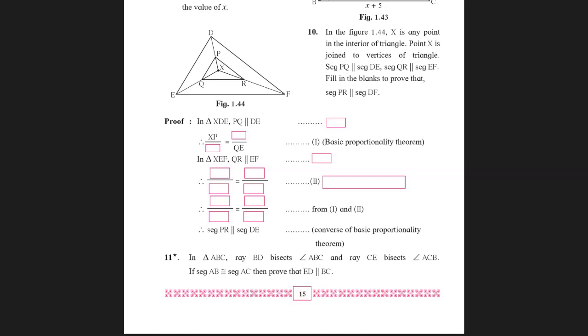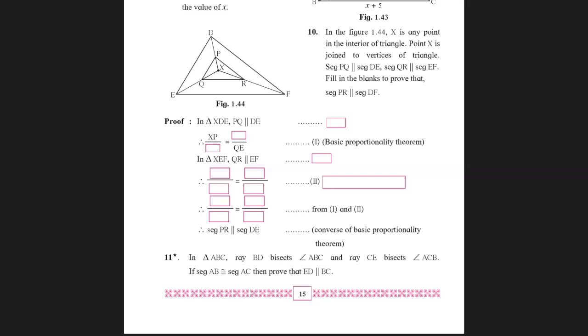You are given QR is parallel to EF. Okay. Again, there's a box. What must you write there? Given. Okay. Now, since QR is parallel to EF, I'm sure you will be able to frame the next set of equation. What should it be?